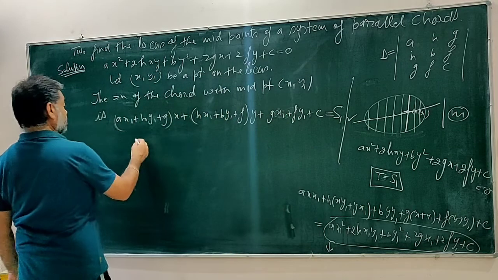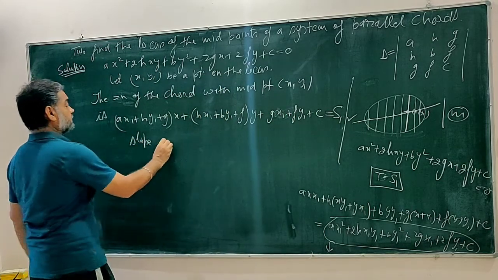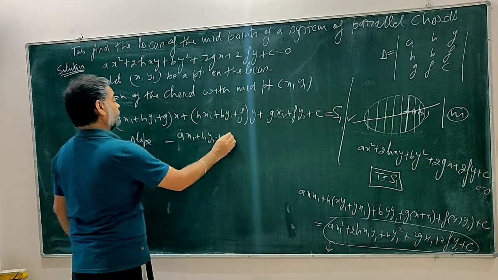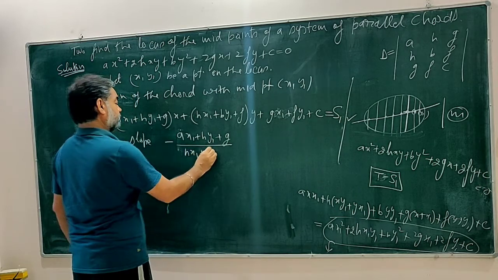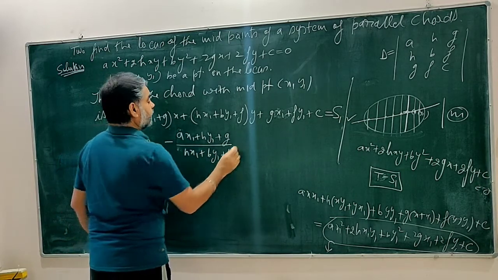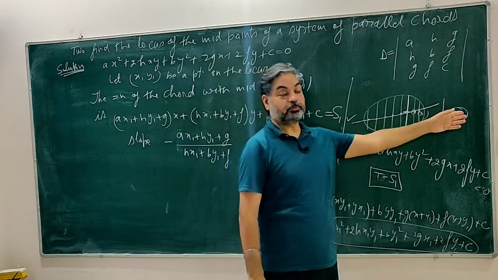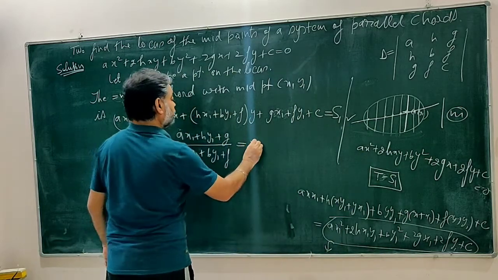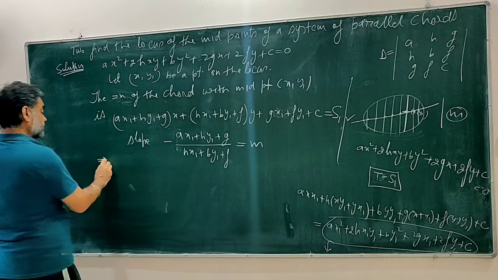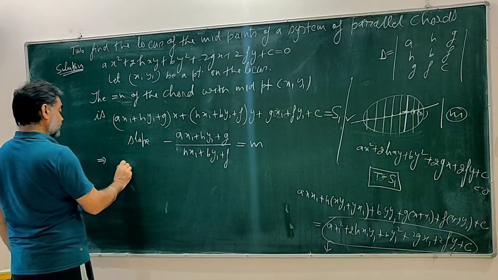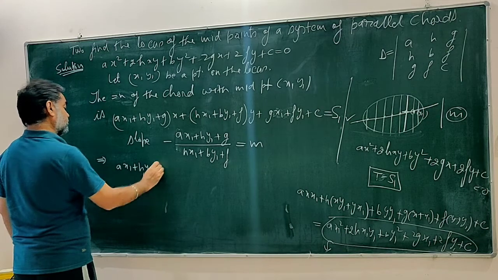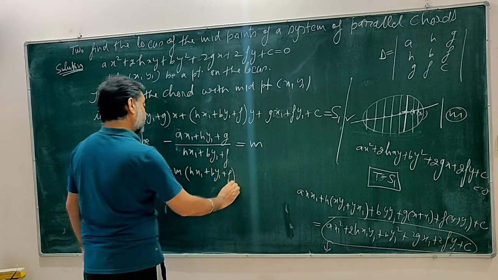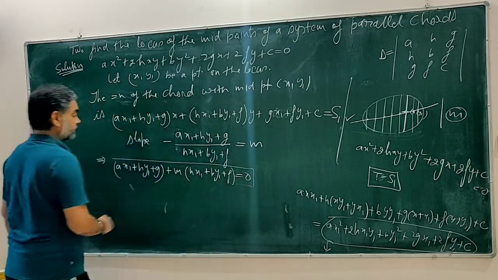What is the slope of this chord? Slope of this chord is minus (ax1 plus hy1 plus g) over (hx1 plus by1 plus f), and because all these chords are parallel to the line whose slope is m, the slope of this chord is equal to m. So this implies (ax1 plus hy1 plus g) plus m times (hx1 plus by1 plus f) is equal to 0. Alright, we got this equation.